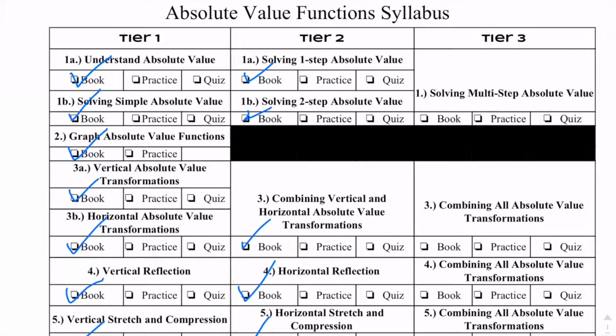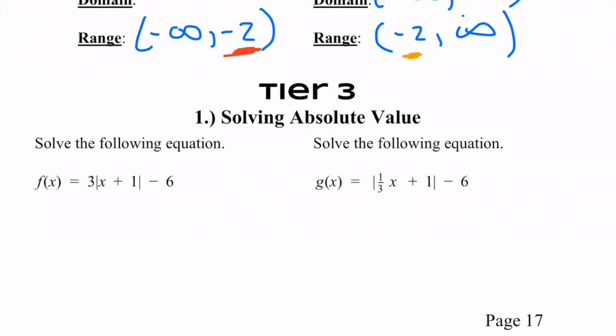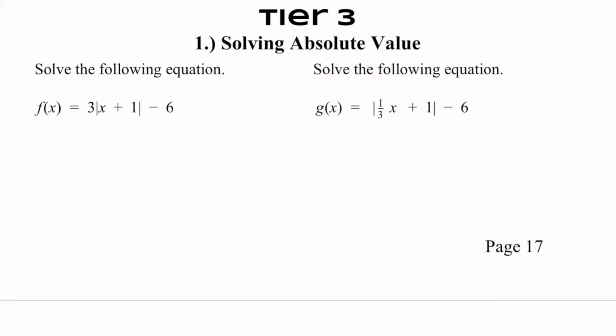We're starting with Tier 3 Lesson 1, solving multi-step absolute value equations. Check off our book. So here we are, Tier 3, solving absolute value multi-steps. So starting with f of x, I should have had a number here. So we're going to make that number 3.